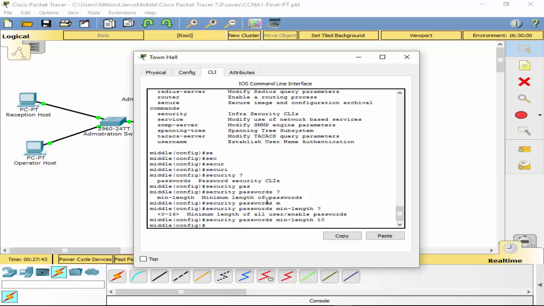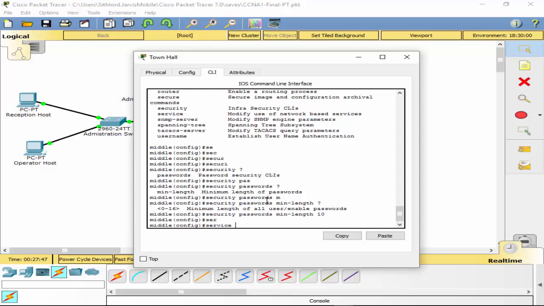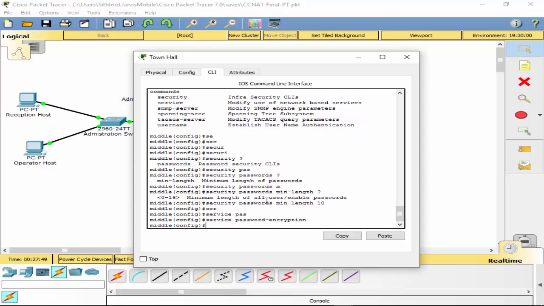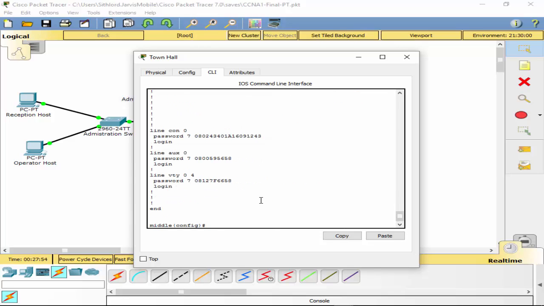Prevent all passwords from being viewed in clear text. Hopefully you remember that from the last one, service password encryption. Okay, so what that did is, we do another show run. Our passwords were in clear text until we ran that. Now they look like these numbers. It's not a great encryption, but it's a real simple encryption.